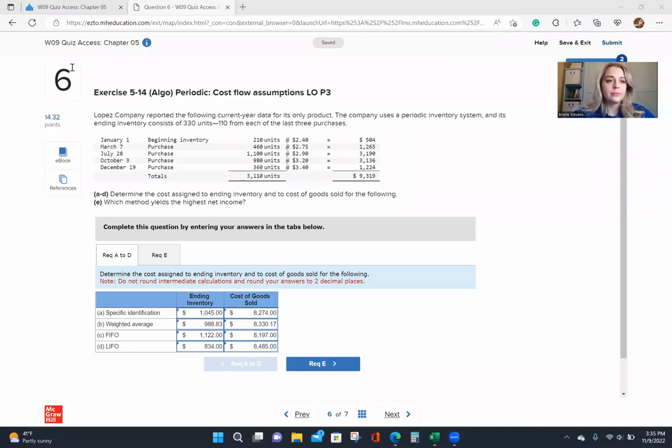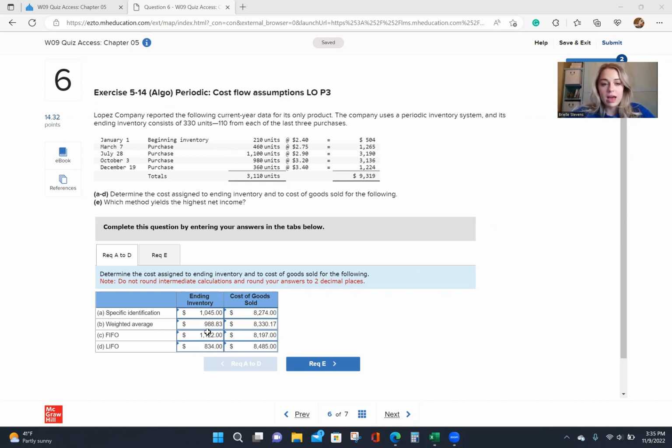I'm going to share my screen and hopefully we can work through this problem together. So question 6 on the Access quiz for chapter 5. Lopez Company reported the following current year data for its only product. The product uses a periodic inventory system and its ending inventory consists of 330 units, 110 from each of the last 3 purchases. And then this information is given.